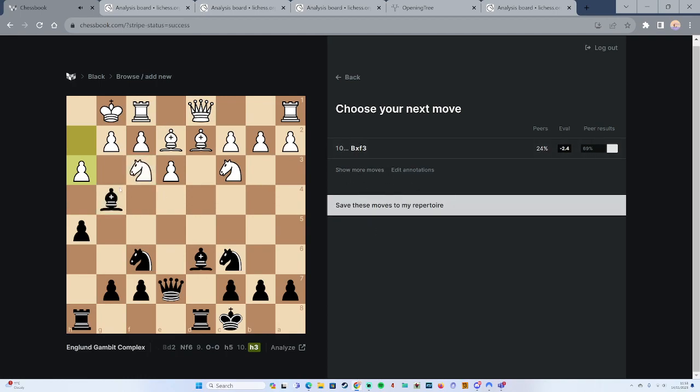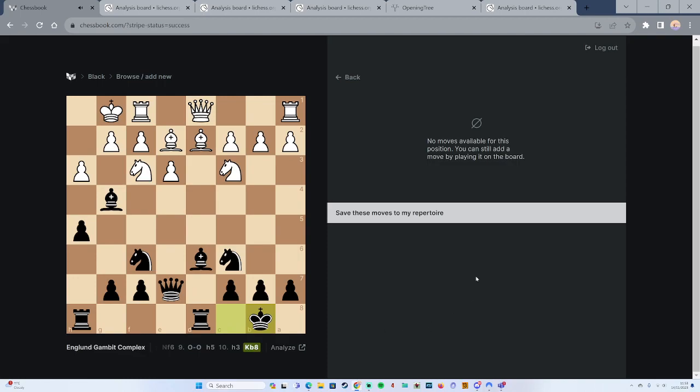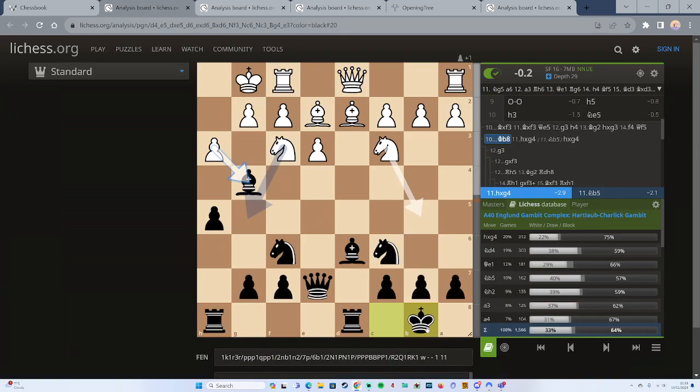So it's saying bishop to f3, which is the computer move. And maybe down the line I might add that. But I want to keep the potential of this bishop. Now they don't have any more, but that's okay. We can add more moves. So we've locked in king here.